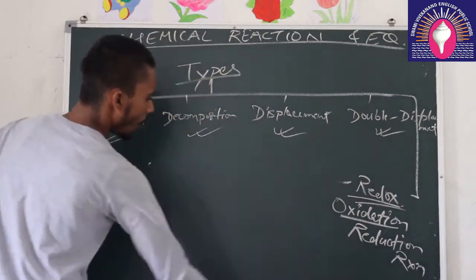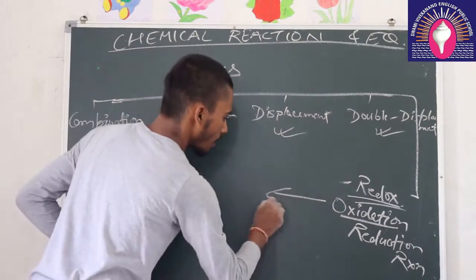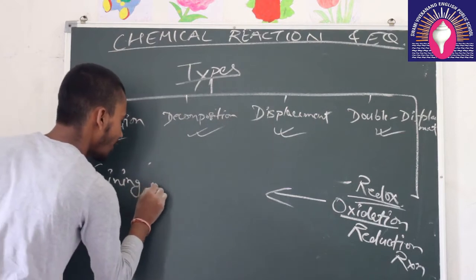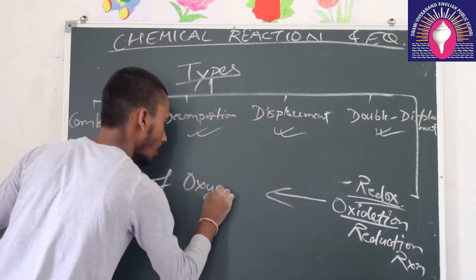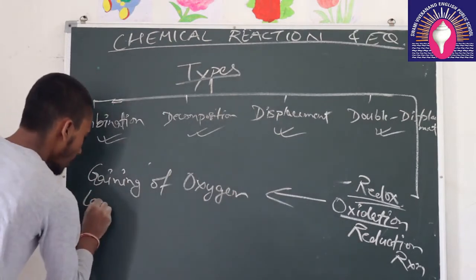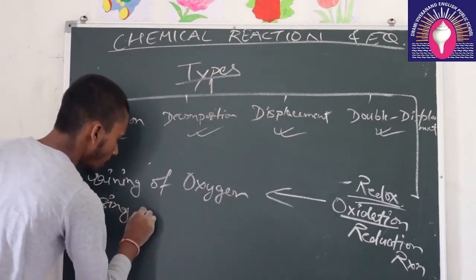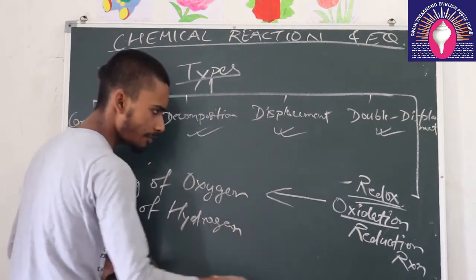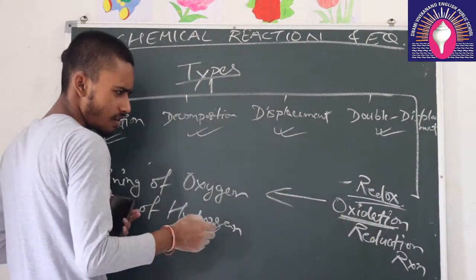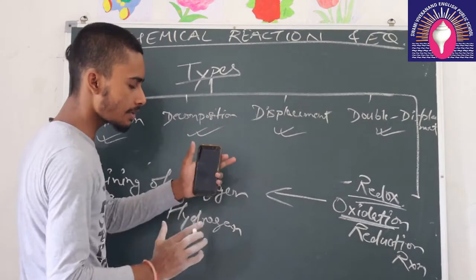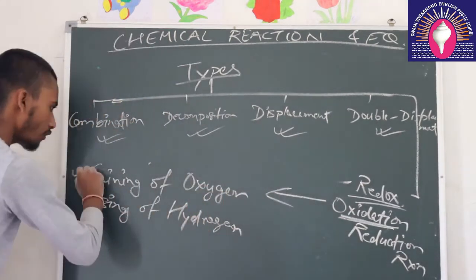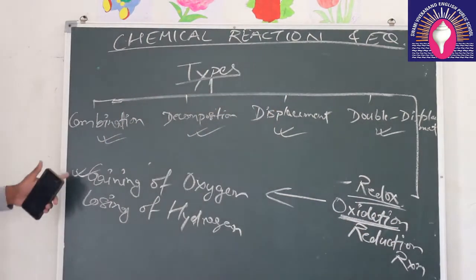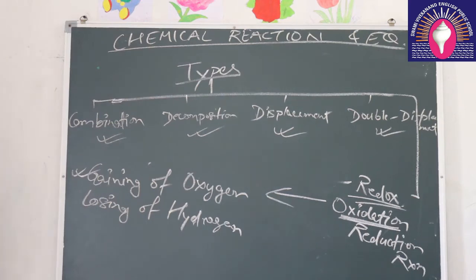Let us study this. Oxidation is the gaining of oxygen and losing of hydrogen. From this name oxidation, we can guess that there is oxygen adding in it. There is something oxidized. Here gaining of oxygen takes place. Gaining of oxygen and losing of hydrogen is known as oxidation reaction.